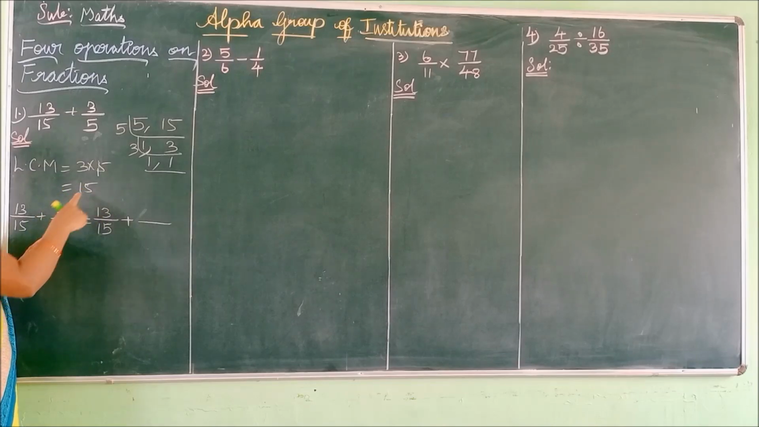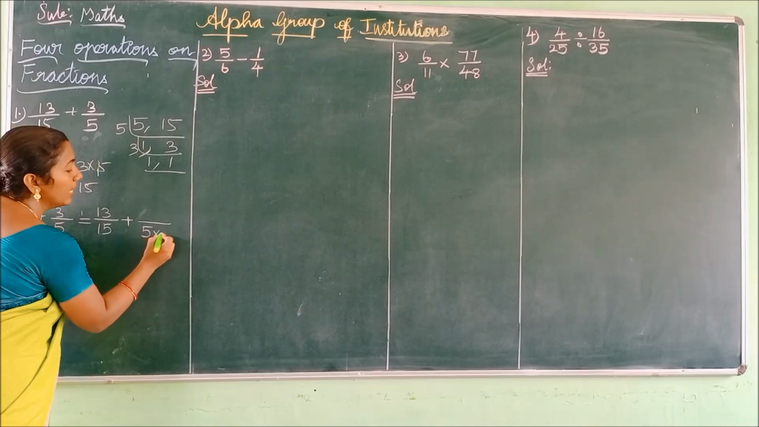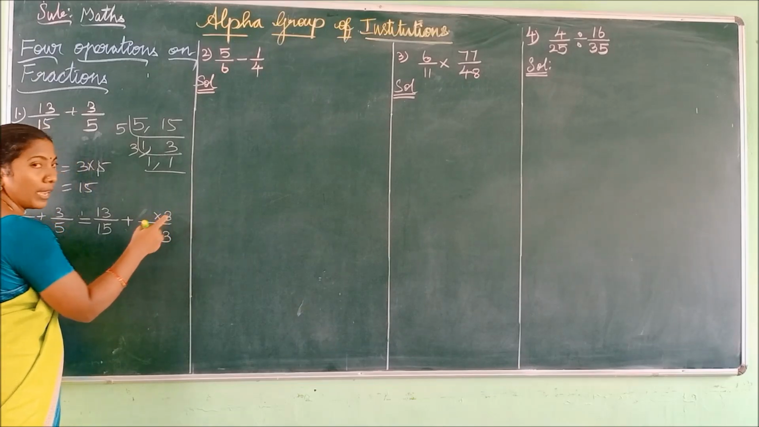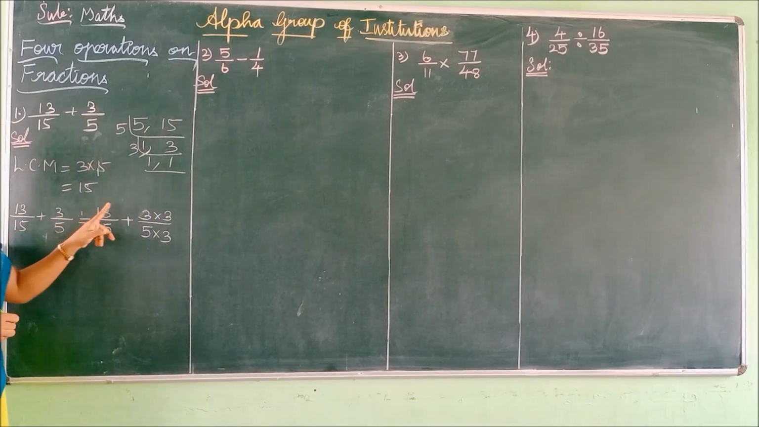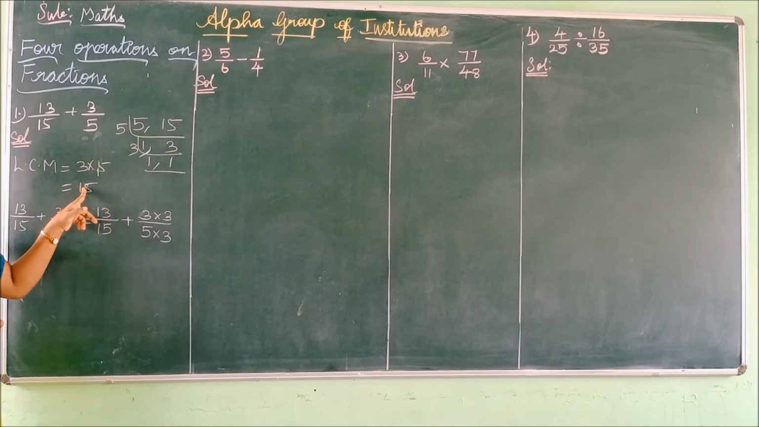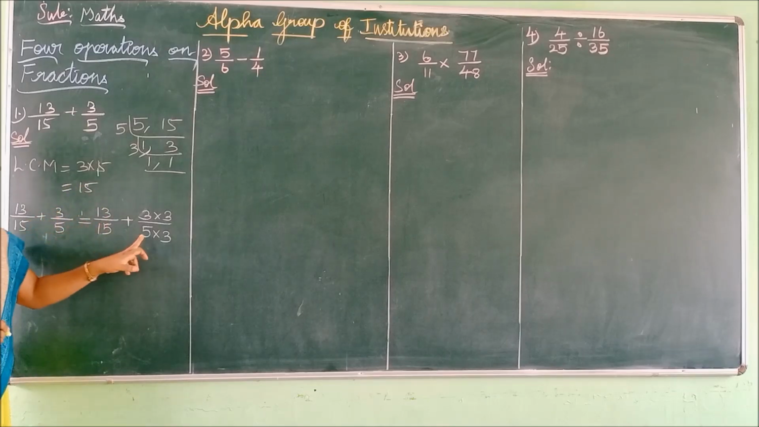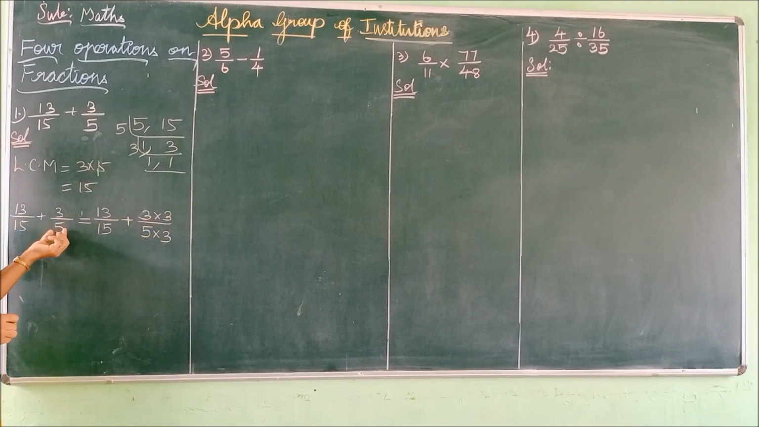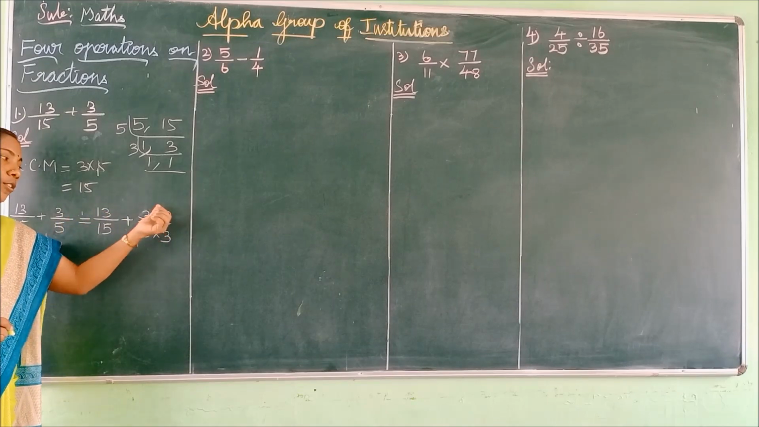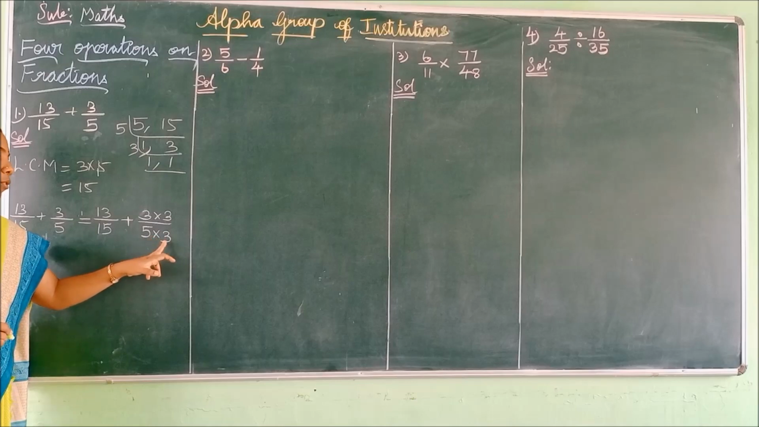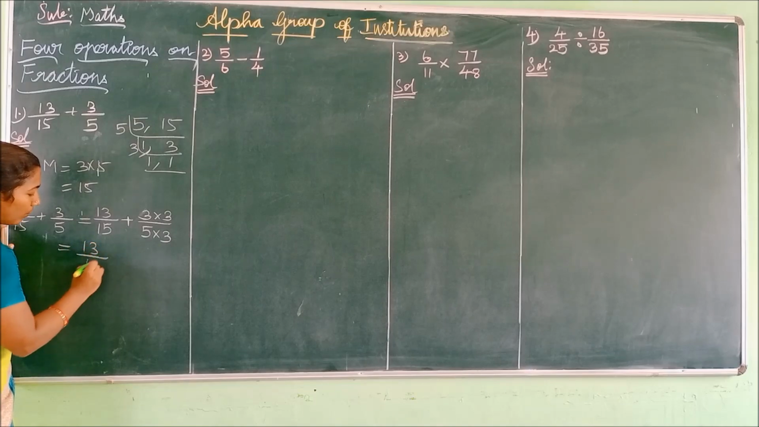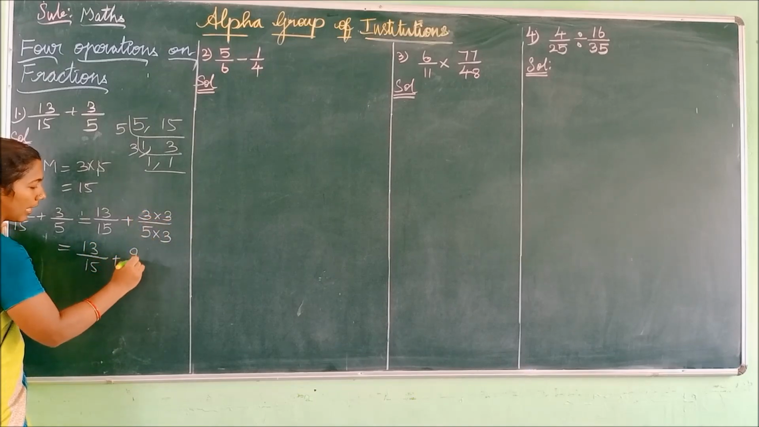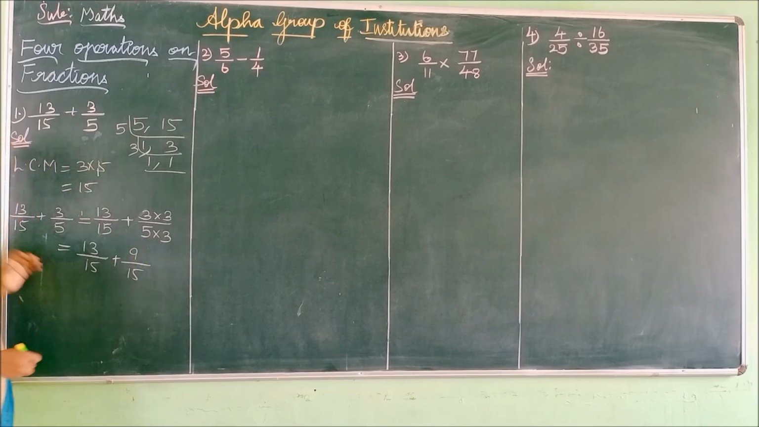In order to convert 5 into 15, we have to multiply 5 by 3. So you have to multiply the numerator also by 3. What is our numerator here? 3. So write 13 by 15 as it is, because the denominator and the LCM are the same. And write 3 by 5 as 3 into 3 by 5 into 3, because in order to change 5 into 15 you have to multiply 5 by 3, so you have to multiply the numerator also by 3. So we are multiplying both denominator and numerator by 3. Okay. Now 13 by 15 plus 3 3s are 9, 5 3s are 15, and we get two like fractions.